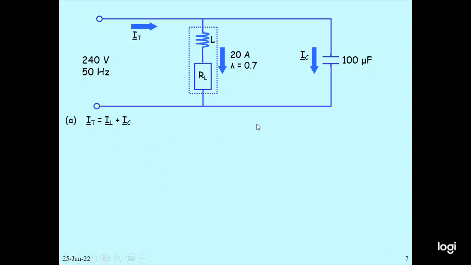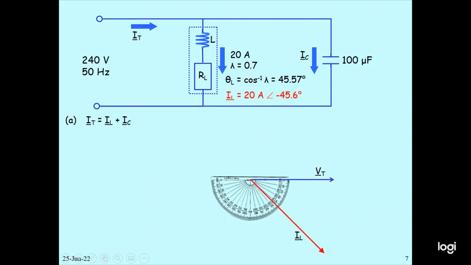So in this case, we calculate IT equal to IL plus IC. The VT is horizontal. Then the current flowing to the inductor is 20 ampere, power factor 0.7. So in this case, angle theta can be calculated: cos inverse of 0.7 is 45.57 degrees. Therefore, the current is 20 ampere at angle minus 45.6 degrees. You draw the phasors VT and then IL.